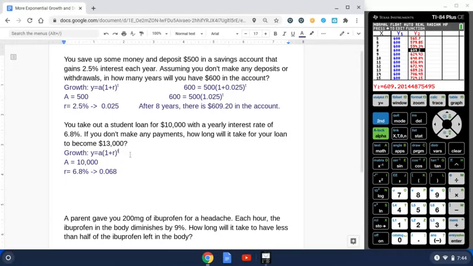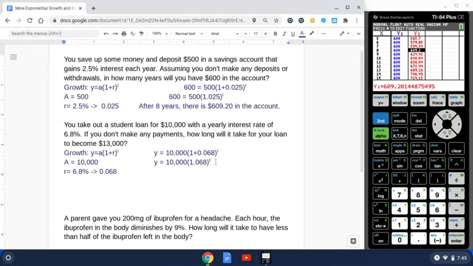And now we can plug this in. So we get y equals 10,000 times 1 plus 0.068, all to the t. So remember, if you want to simplify the parentheses, you can. I will, just because then I think it's easier to type into the calculator, but again, you don't have to. It's also pretty easy to simplify.